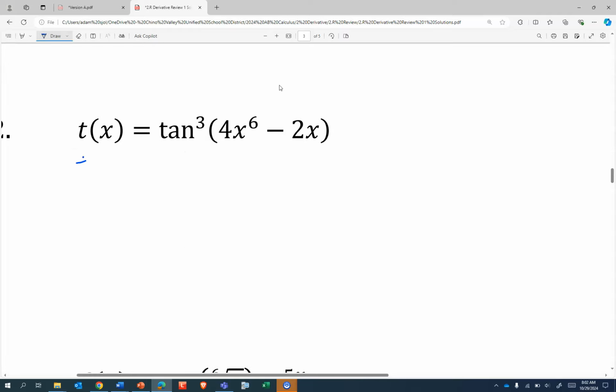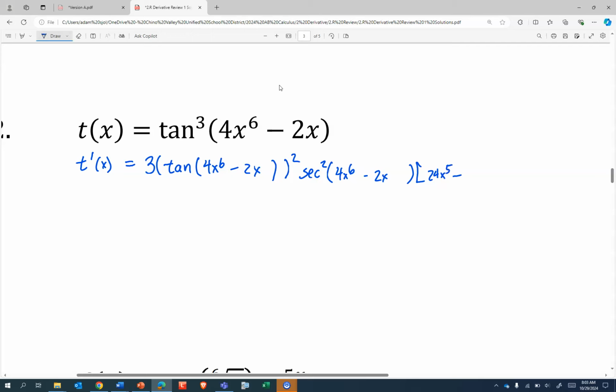Okay, let's see. Can you see the structure without me rearranging? Hopefully you know the outermost thing is that cube. So we're going to have 3 stuff squared as our derivative. That stuff is tangent, which has a rate of change of secant squared of the same input. And that input is 4x to the 6th minus 2x. So that goes in both blanks, which has a rate of change of 24x to the 5th minus 2.